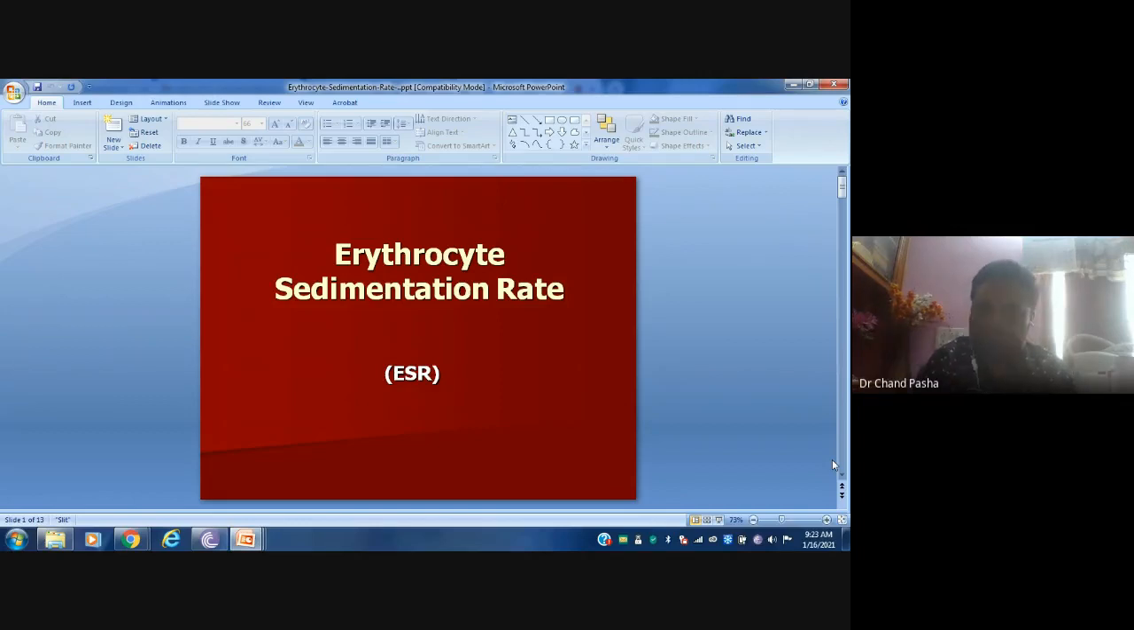Whenever hematological studies are being done, after CBP, complete blood picture, ESR is preferred. CBP, then erythrocyte sedimentation rate. Sedimentation here means its ability to precipitate.